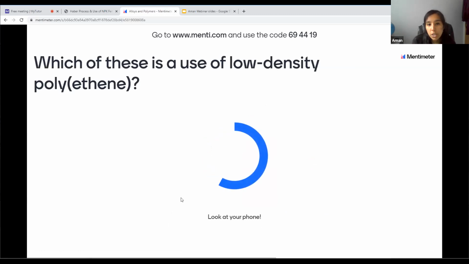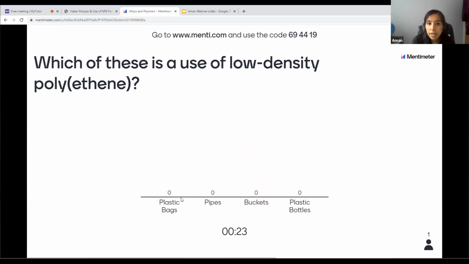Which of these is a use of low density polyethylene? Last week we looked at high density and low density polyethylene. They have different properties, so if you can remember the different properties, you'll know what the use of a low density polyethylene is. Is it plastic bags, pipes, buckets, or plastic bottles? Three of them are uses for high density and one is a use for low density polyethylene.